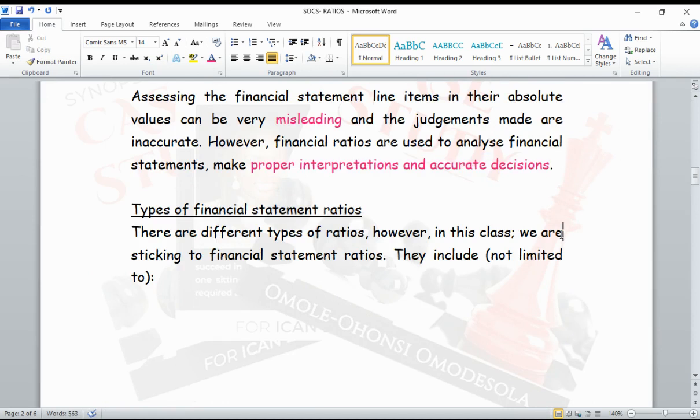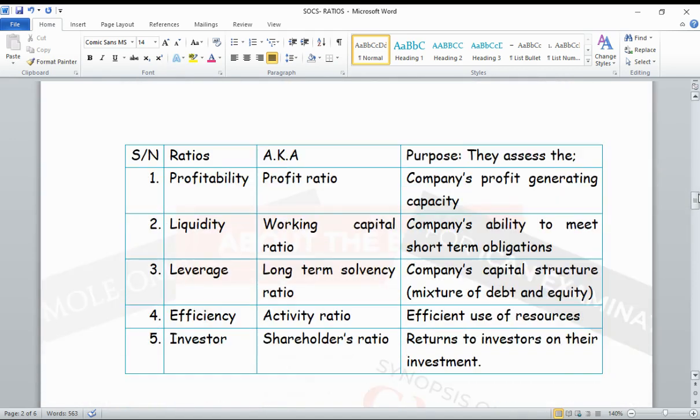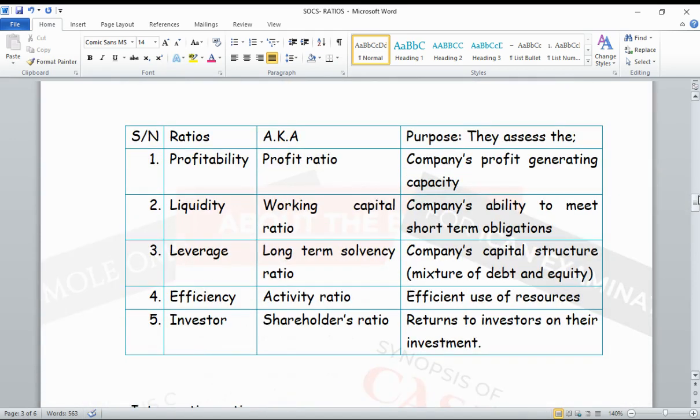So, like I said, we have different types of ratios, including mathematical ratios. But in ICAN case study, we're focusing on financial statement ratios. In this class, we'll just be looking at some, and it's not limited to these. There are others that you can look at. All right. So the first one we have is the profitability ratio, which is also called the profit ratio.